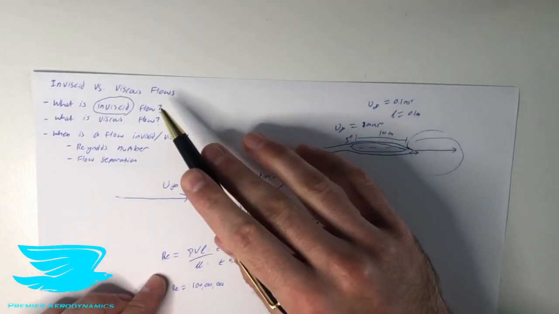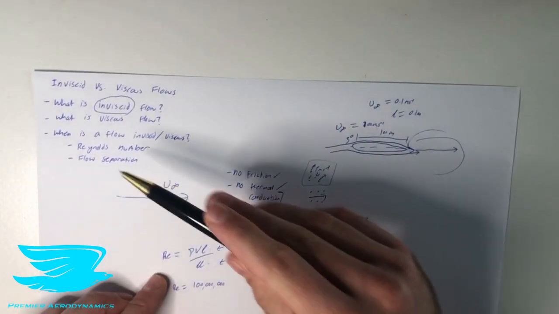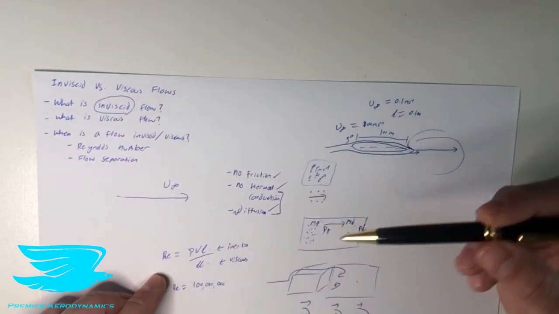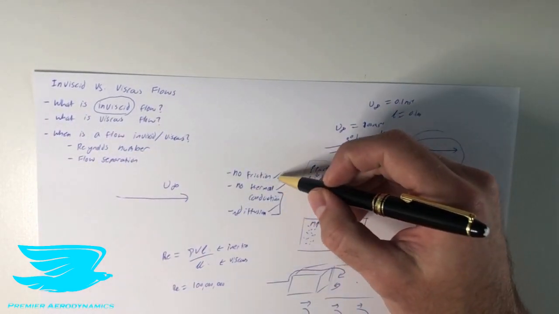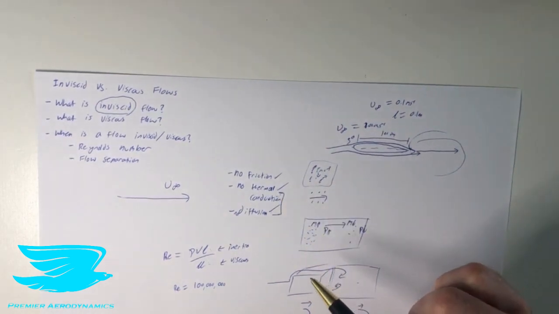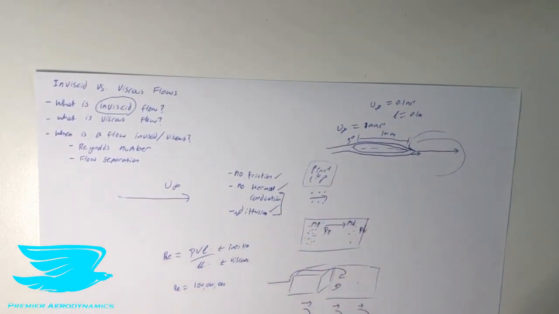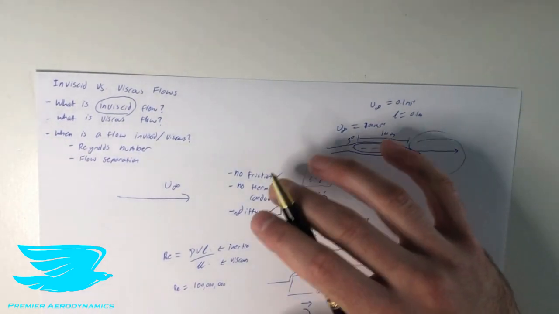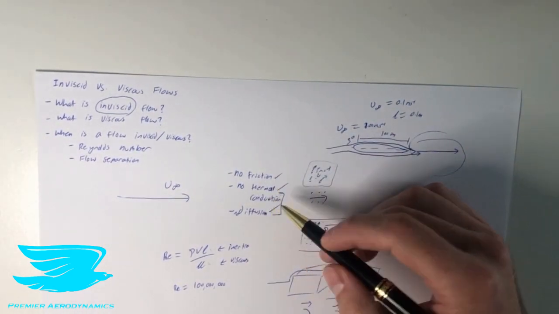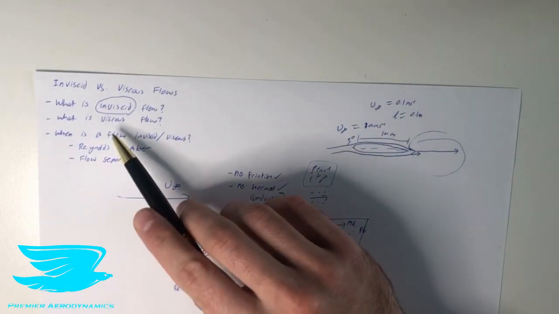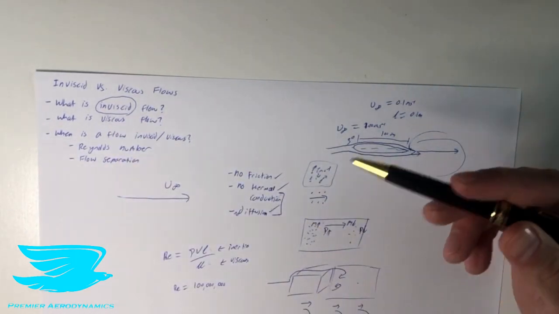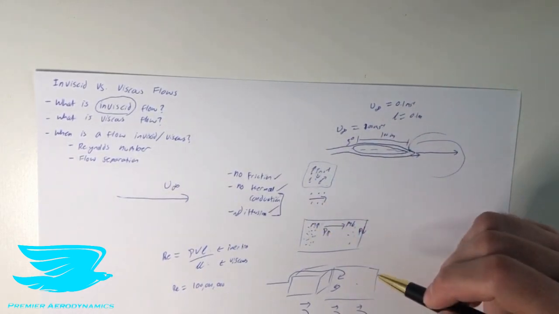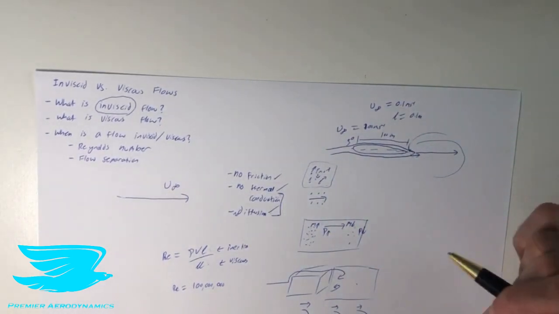So let's recap what we went through today. We went through inviscid versus viscous flows. First of all, what is an inviscid flow? An inviscid flow is where we have no friction in the system, no thermal conduction, and no diffusion. Now in reality, this is not the case ever really. There's always some amount, but ideally this is what happens in an inviscid flow. What is a viscous flow? Well, a viscous flow is when we have any of these things happening. So we do have friction, we do have thermal conduction, we do have diffusion of properties.